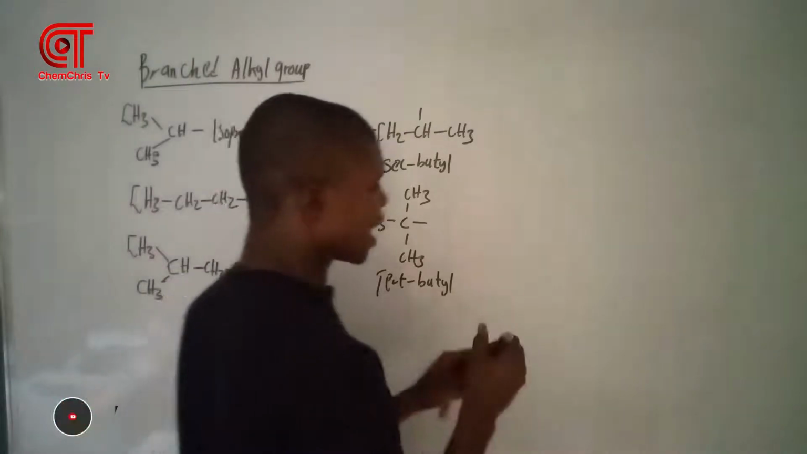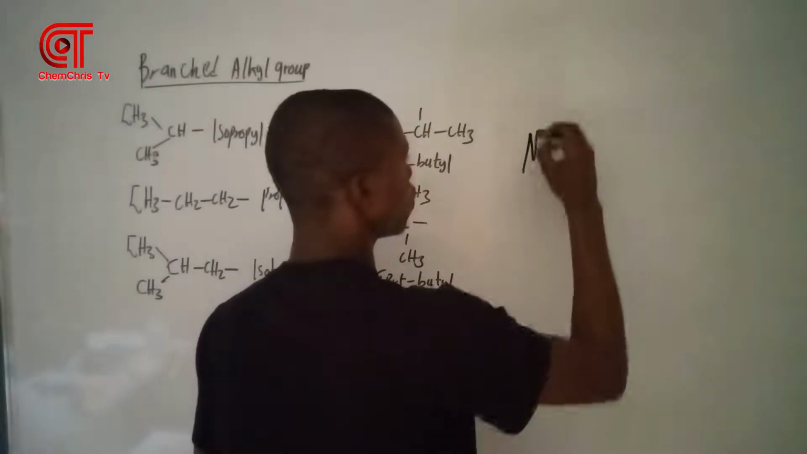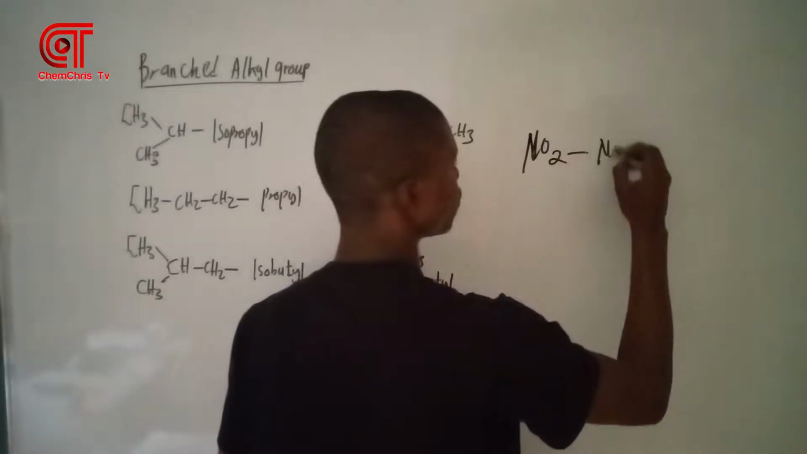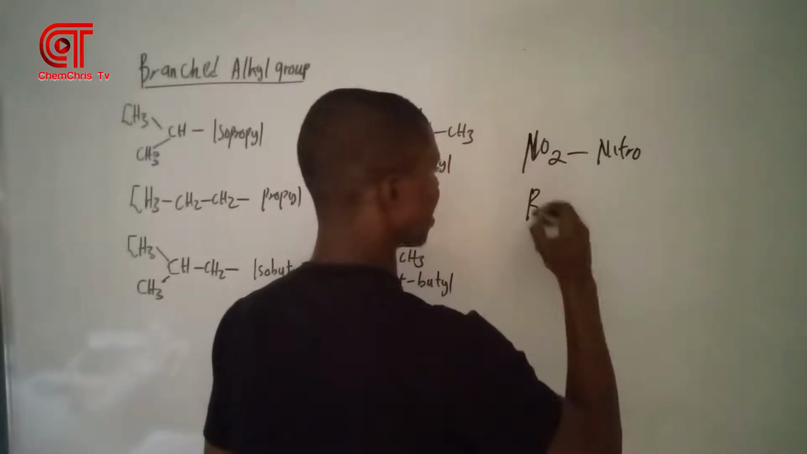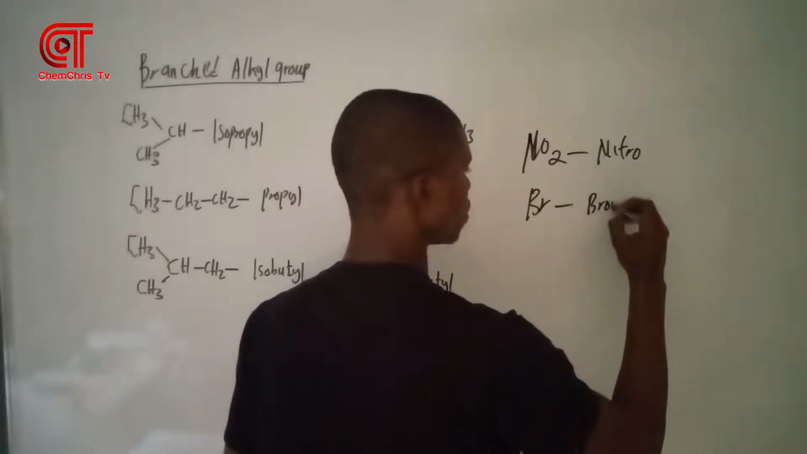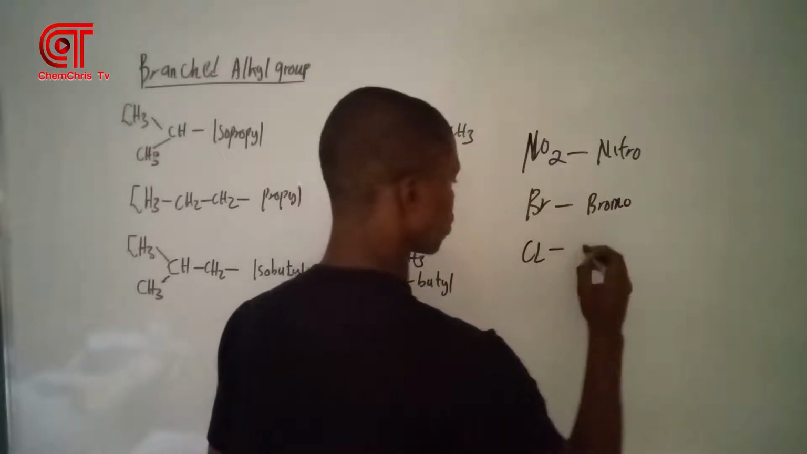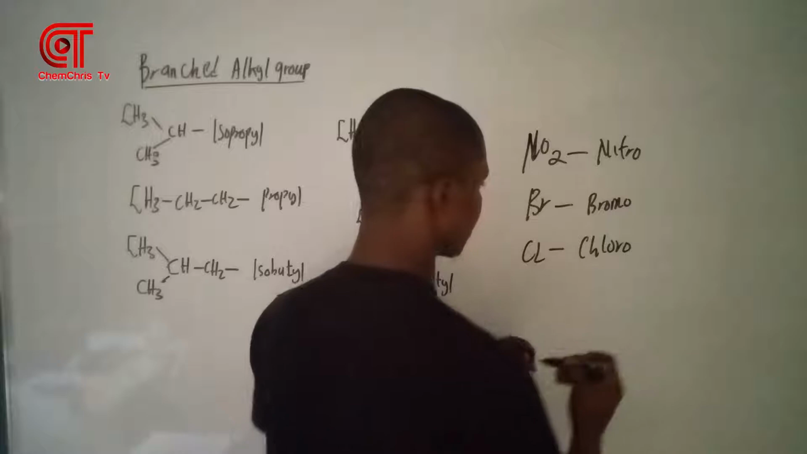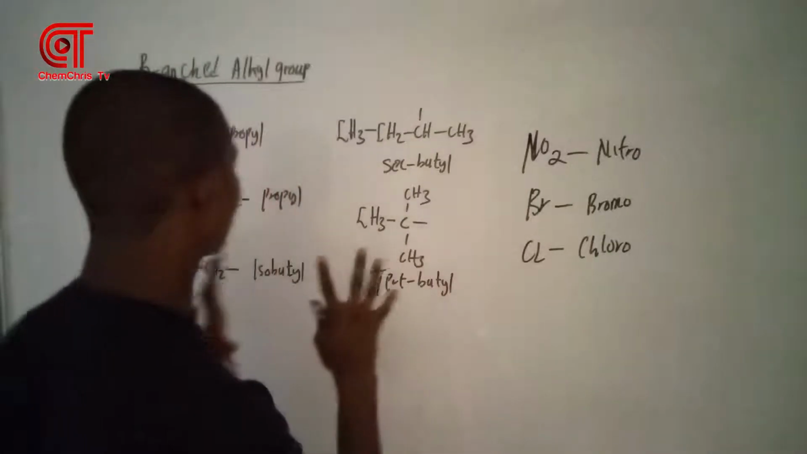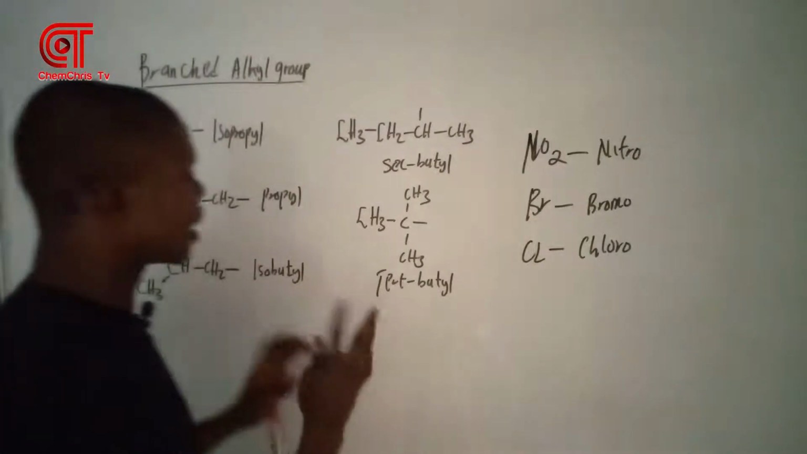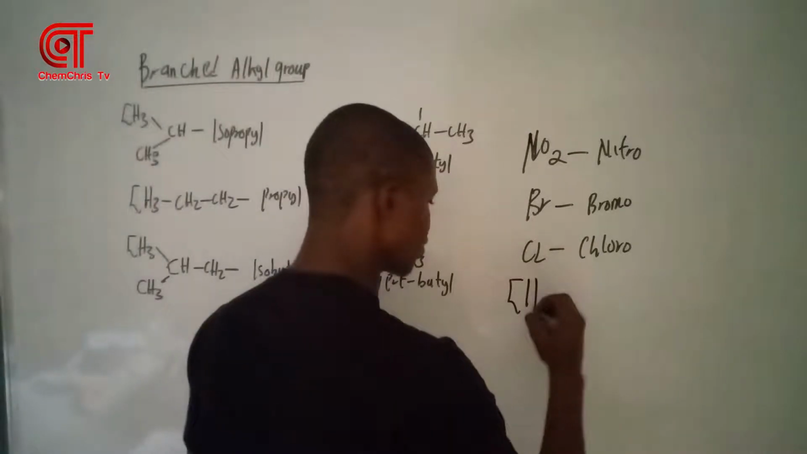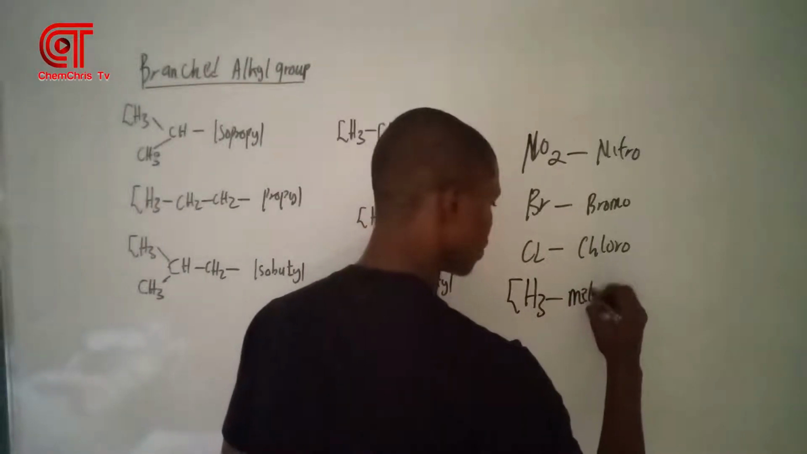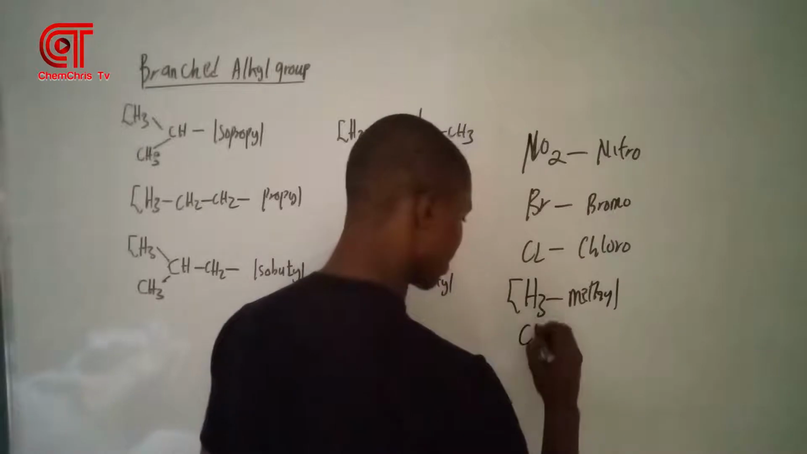The other thing I want you to take note of is that NO2 is called nitro. Now Br is bromo. Then Cl is chloro. Yes, so we are going to make use of all these in our nomenclature. Then the last ones, these 3 here, are called methyl, then ethyl.